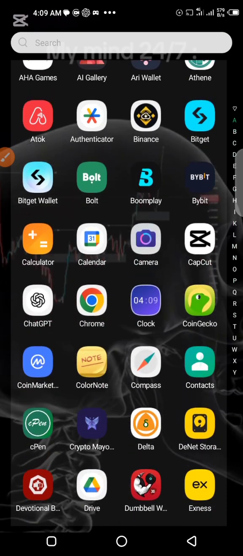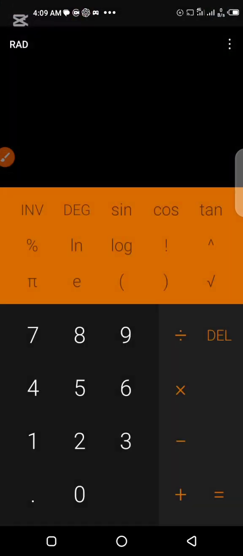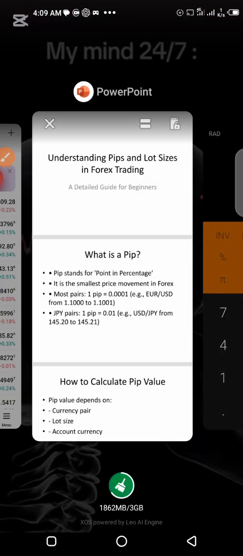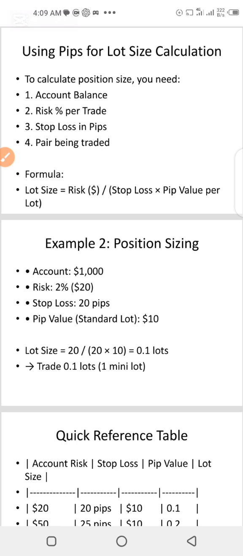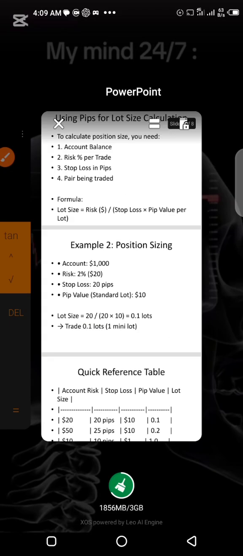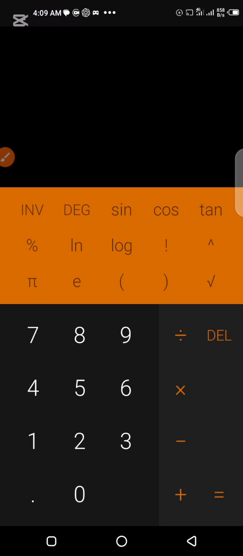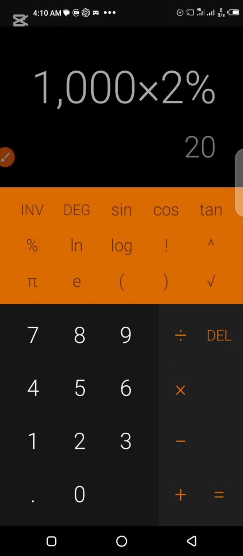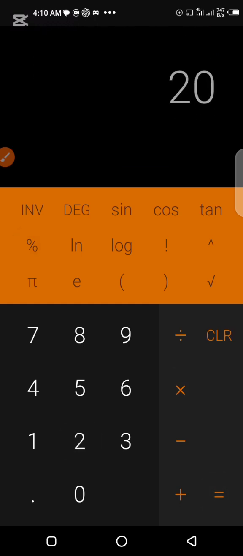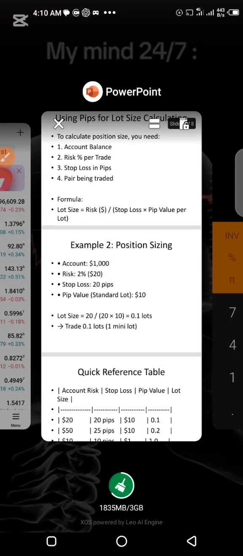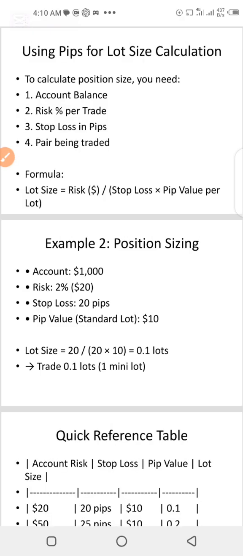Let me get my calculator. Okay, so let's calculate this so that you get to understand it clearly. So 1,000 times 2% of it is $20. What we are going to risk in that market is this $20 you are seeing here, right?